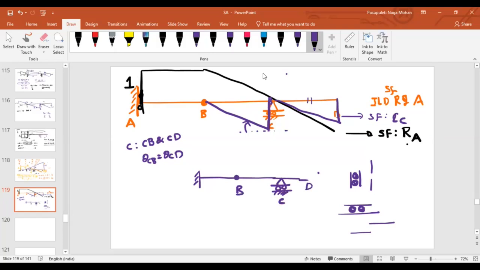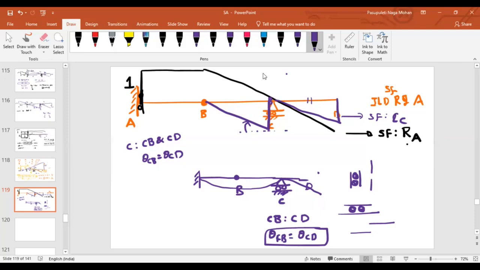If you see the joint C, how many members are connected at joint C? Two members, CB and CD, are connected, sir. If you draw the deflected shape, the slope of CB must be equal to the slope of CD. If this condition is not satisfied, then that is not a continuous joint. It can be treated as a rigid joint.